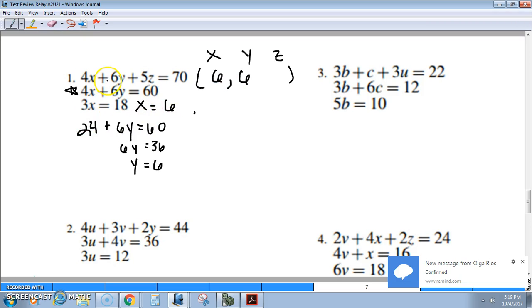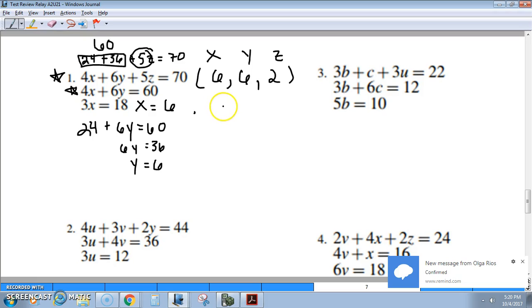And now I'm going to look at this first equation. 4 times 6 is 24, plus 6 times 6 is 36, plus 5 times z, so I just need to solve for z, equals 70. So 24 and 36 is 60, if I'm doing this correct. It's all in my head. So subtract 60 from each side, you get 5z is equal to 10, divided by 5. Z should be 2. Right? Z should be 2.